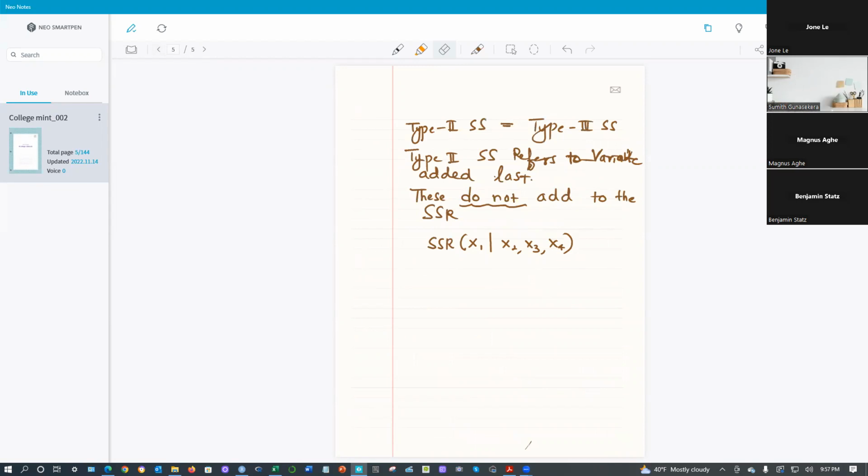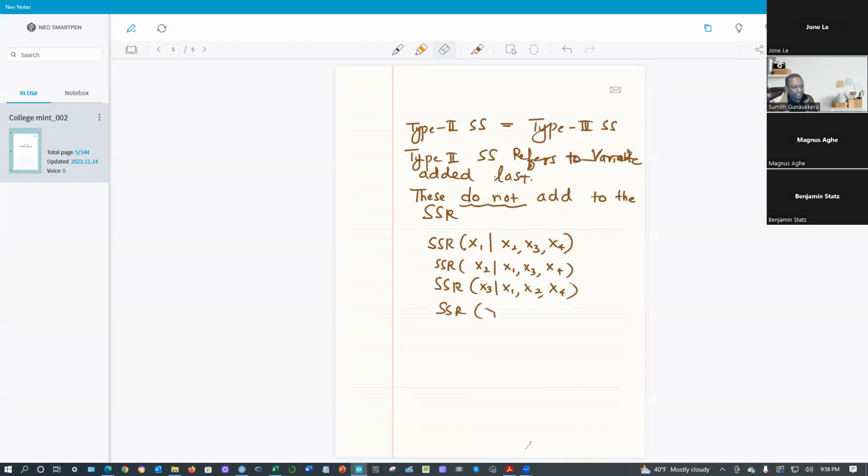In the second one, SSR, you're going to add X2, assuming that X1 and X3 and X4 are in the system. And this one, X3 will be added, assuming that X1 and X2 and X4 are in the system. The last one, the fourth variable, will be added by assuming X1 and X2 and X3 are already in your system.